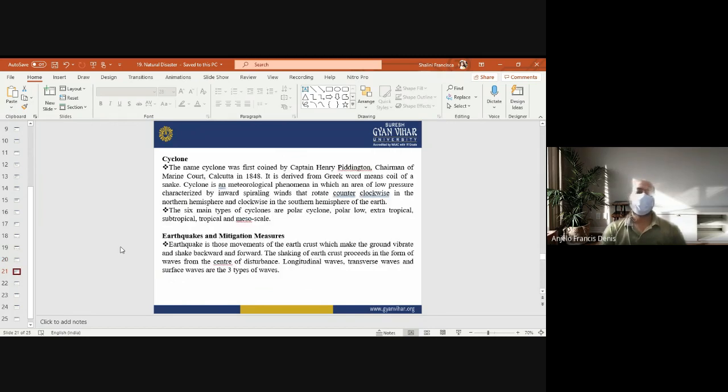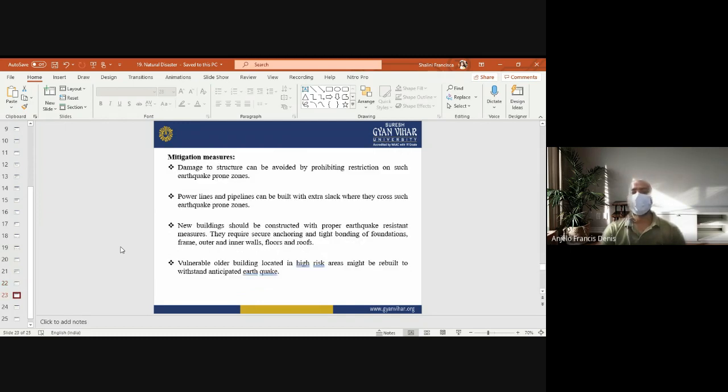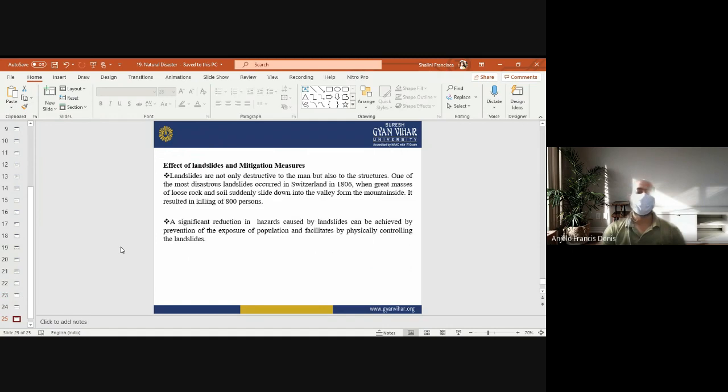A few more examples of disasters are there, like cyclone, earthquake. A few types of earthquake are there, and their mitigation measures are there. We many times come across several news about landslides, and nowadays, especially in the rainy season, in several northeastern states, the Himalayan region, as well as the region of Uttarakhand, there are several news of landslides. I think last week there was some news about a landslide in Uttarakhand due to heavy rain.